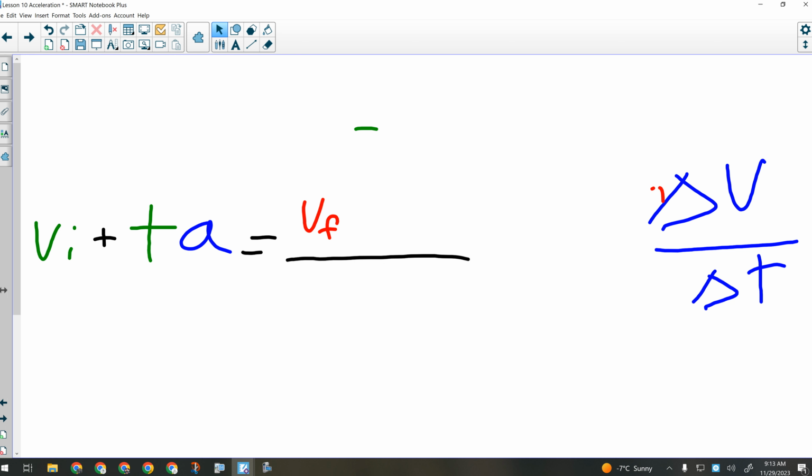Mathematically, we can see what I did, but intuitively or logically, does this make sense? I take my initial velocity and I add it to the change in velocity. That gives me my final velocity. Does that make sense logically?